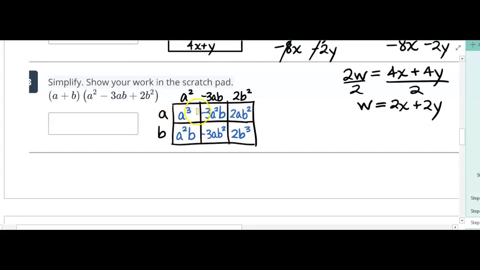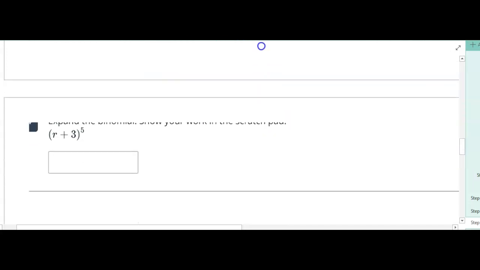Now we look at like terms. A cubed, a squared b, ab squared, and b cubed. So I end up with a cubed. Negative 3 plus 1 is negative 2a squared b. 2 minus 3 ab squared would be negative ab squared plus 2b cubed. Take your time, make the box, keep track of those exponents, and you shouldn't have any trouble at all.